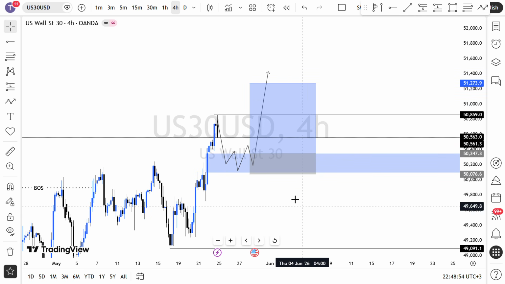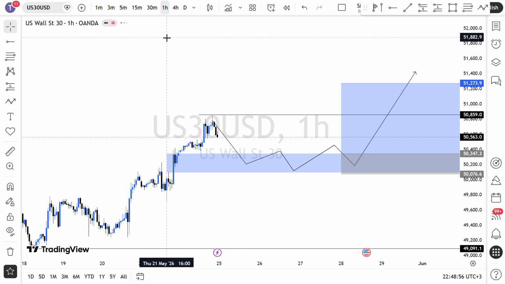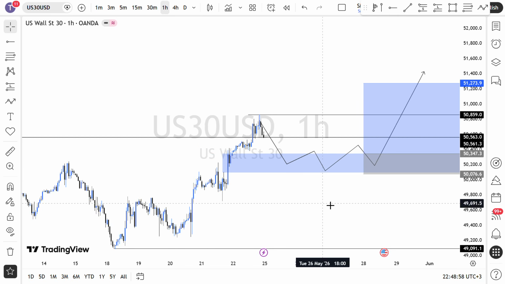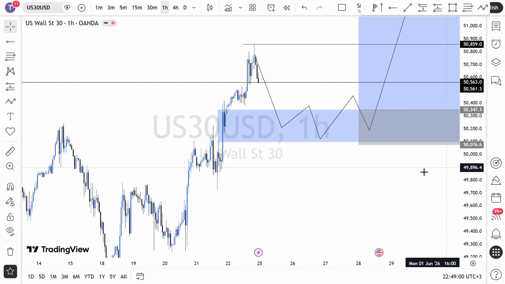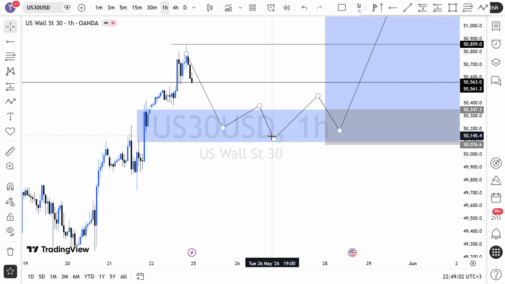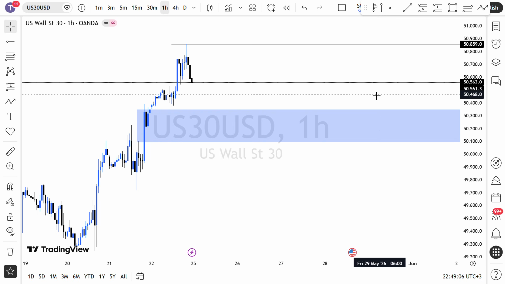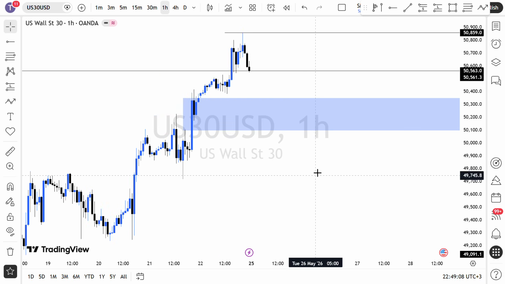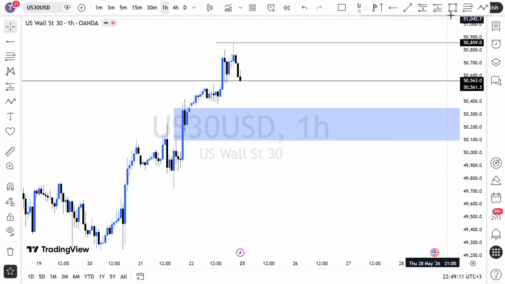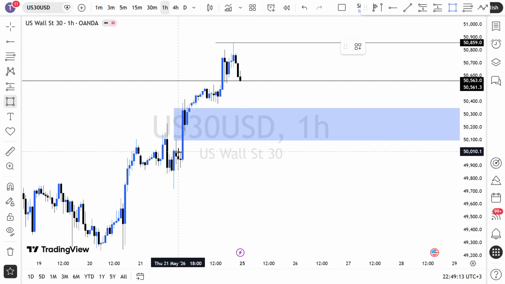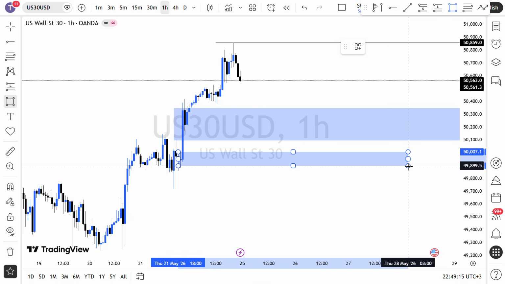So on US 30, if I drop into the 1 hour time frame, let us look for more points of interest. So if I clear that to make the chart very clear, in the 1 hour time frame, we also have another order block down here that is unmitigated.